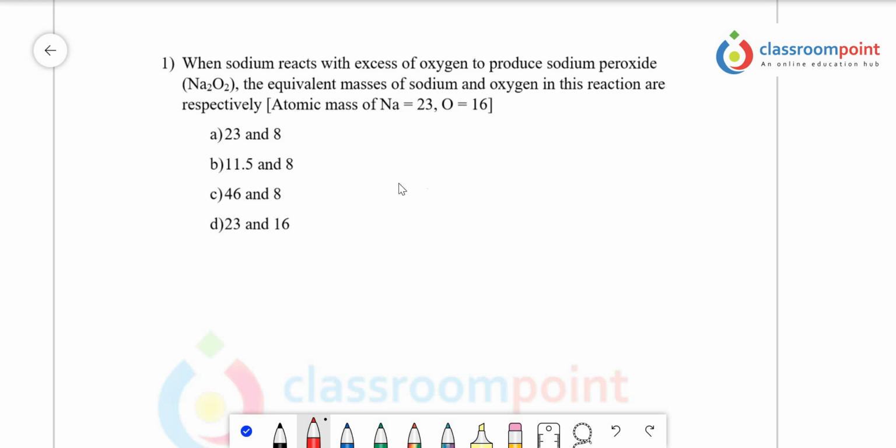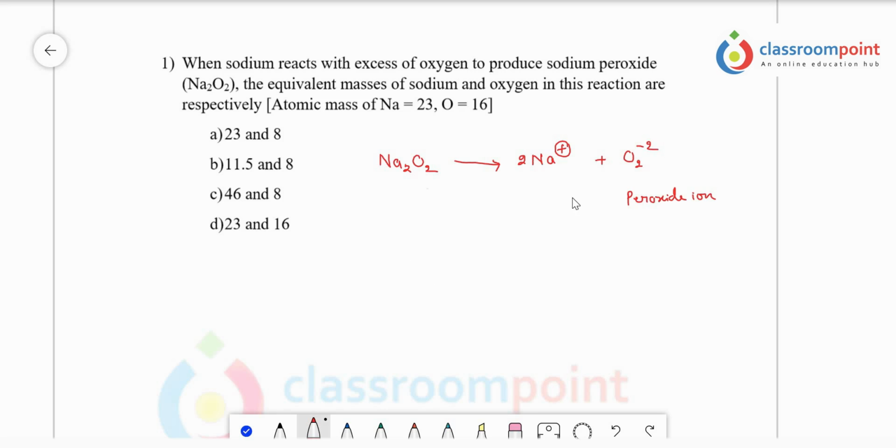Let's try to see the sodium peroxide initially. This is the sodium peroxide Na2O2. So this Na2O2 contains 2 Na plus ions plus a peroxide ion O2 minus 2. This is a peroxide ion.